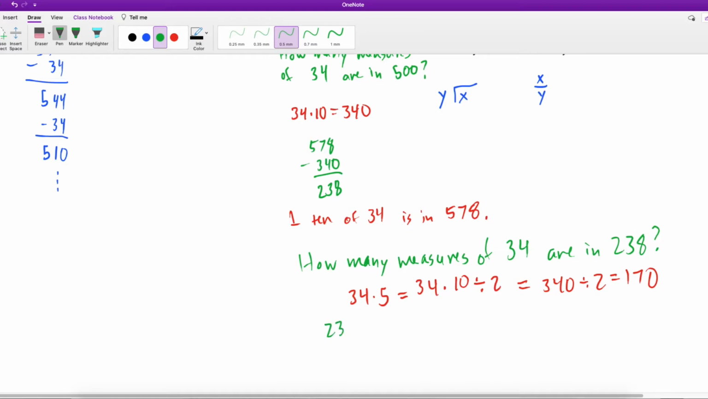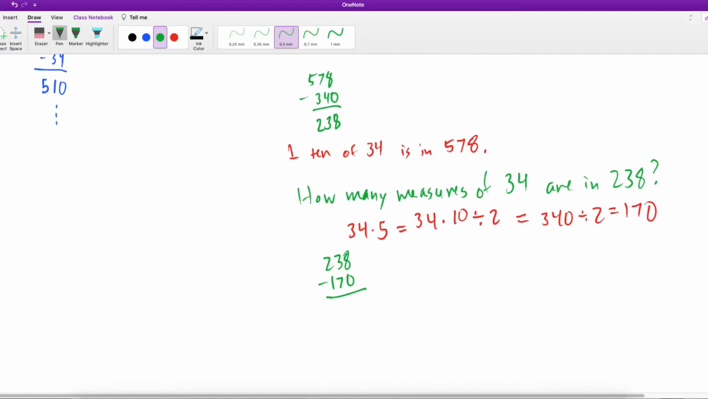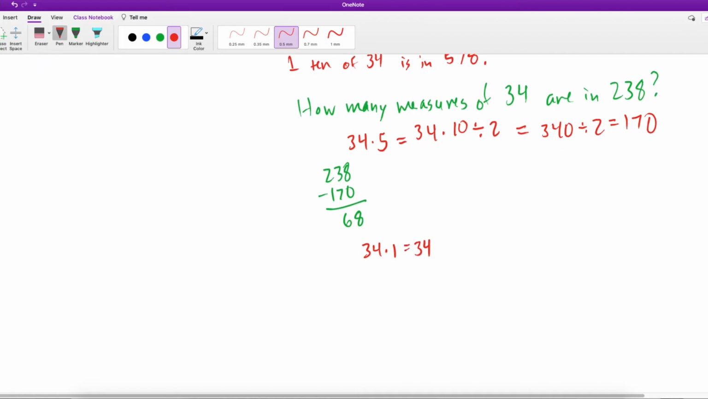Take the 238 minus the 5 copies or 5 measures of 34, and we have 68 left. And 68 is greater than 34, so we can fit more 34s in there. So in particular, if we take simply one more 34, okay, then we would get exactly 34 left, and so we see, sure enough, there is another 34 left in there.